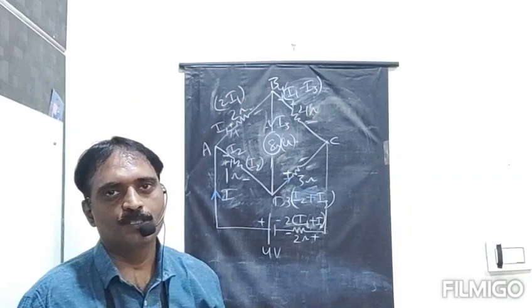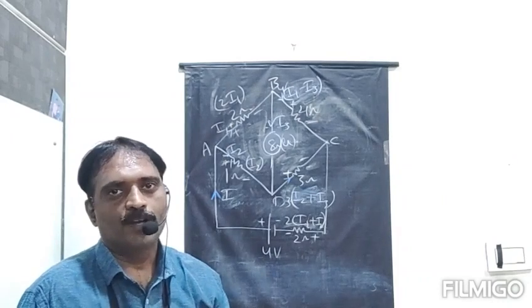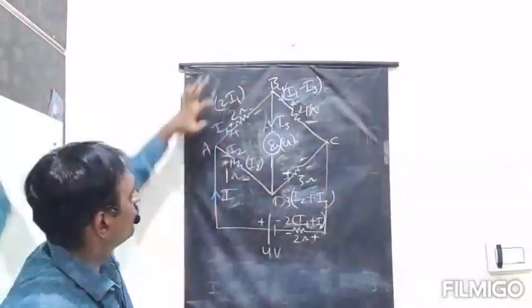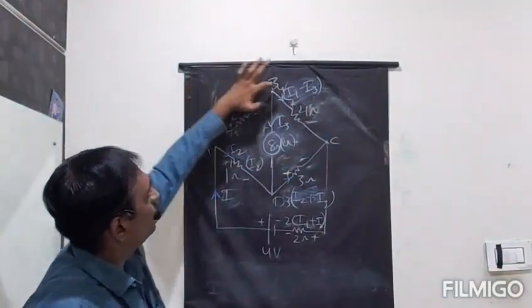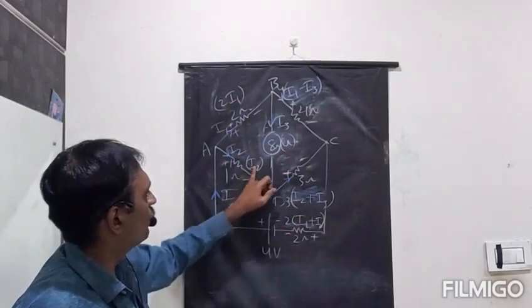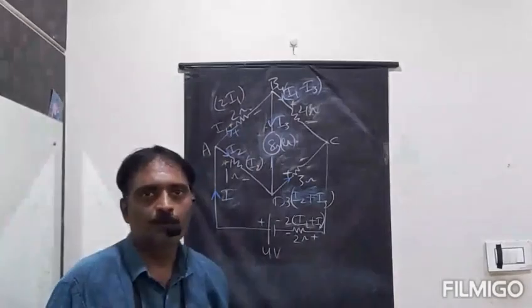And after the currents are represented, the next step is to find out the voltage drops in all the branches, I mean resistances. Here, the voltage drop is 2I1, 4 into I1 minus I3 here, 3 into I2 plus I3, 1 into I2 and 2 into I1 plus I2.